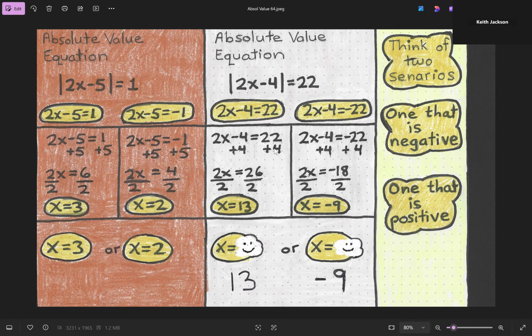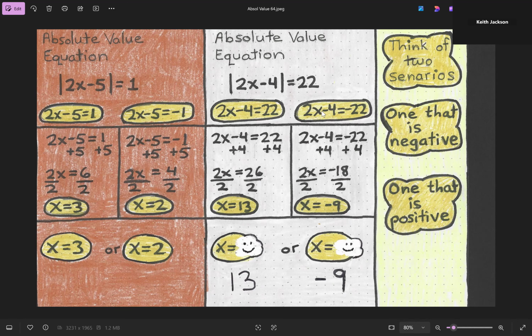Let's move on to the second big example, in which we have the absolute value of 2x minus 4 equal to 22, setting up our two equations, one negative and one positive. Let's work this one out first, in which we have 2x minus 4 is equal to 22. Let us balance this equation by isolating x, first adding 4 to both sides. When we do that, we have 2x is equal to 26. Let us divide by 2 to isolate x even further. These 2's cancel out, while 26 divided by 2 will give us 13. Happy face, 13 right there.